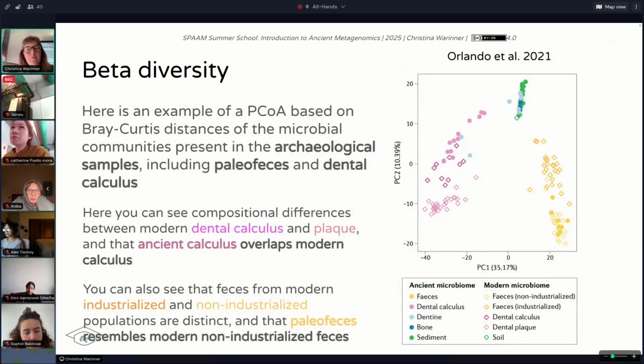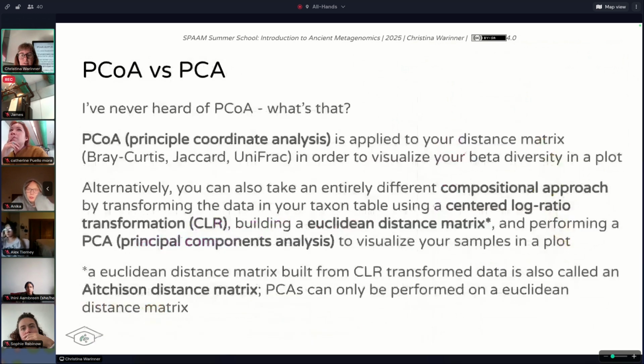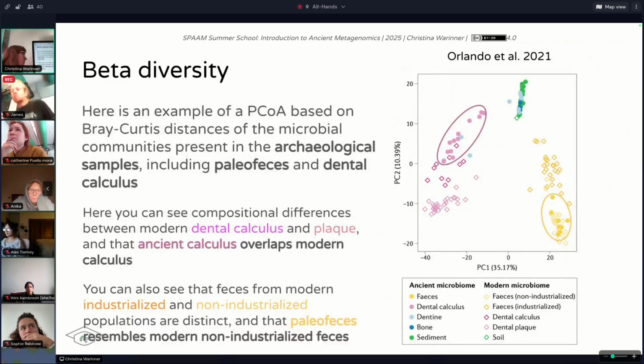And here's another example of something similar, but now on ancient data. And so what you see here, oh, thanks, James. In pink is our dental calculus and our plaque and our ancient calculus. Thank you so much. And our paleofeces is shown in various shades of yellow. And what you can see is that our ancient calculus and our ancient paleofeces overlap within the distribution of the modern samples. And in particular, the paleofeces overlaps with non-industrialized modern gut microbiome samples.